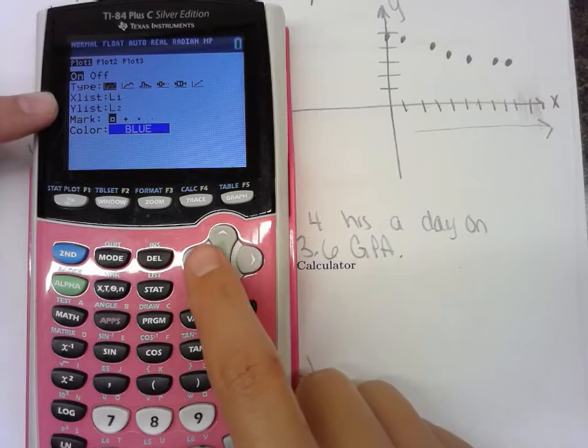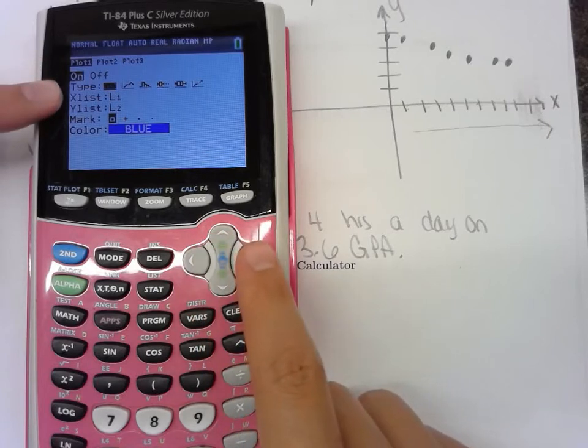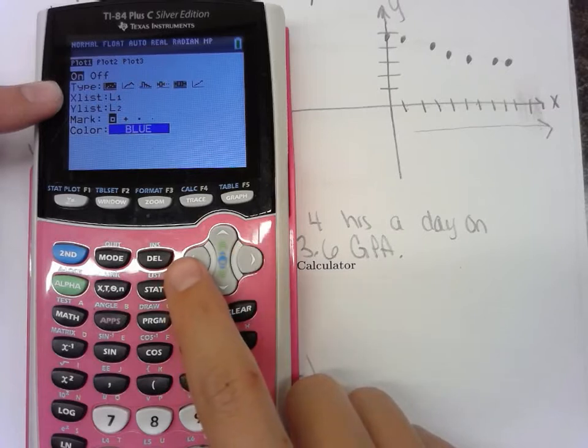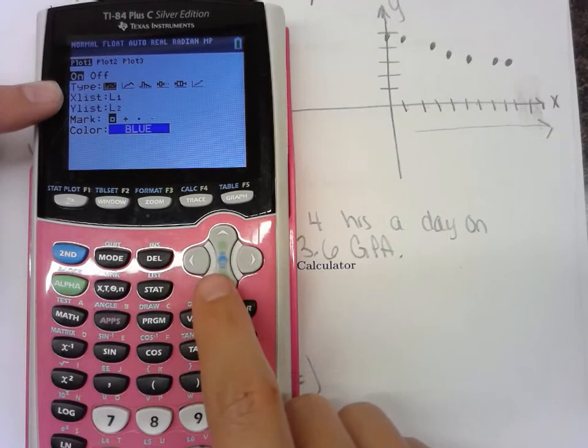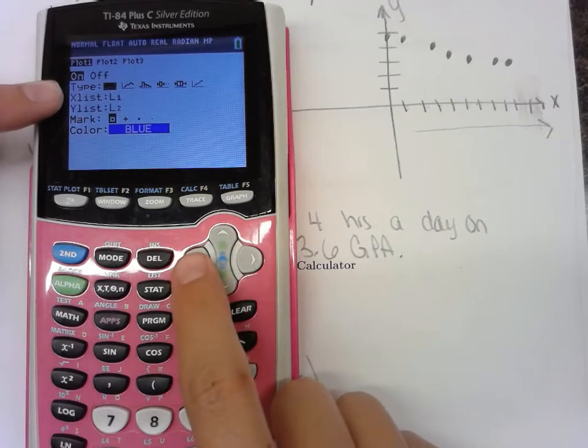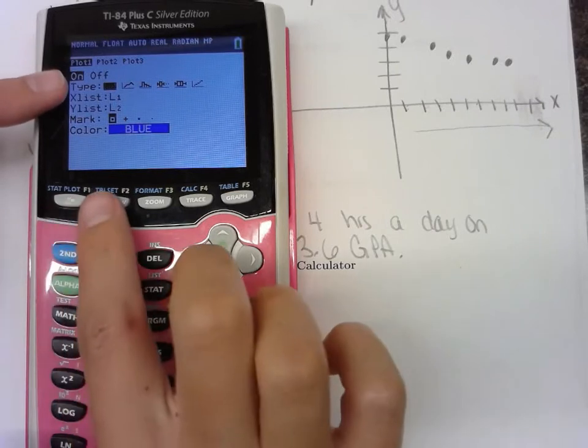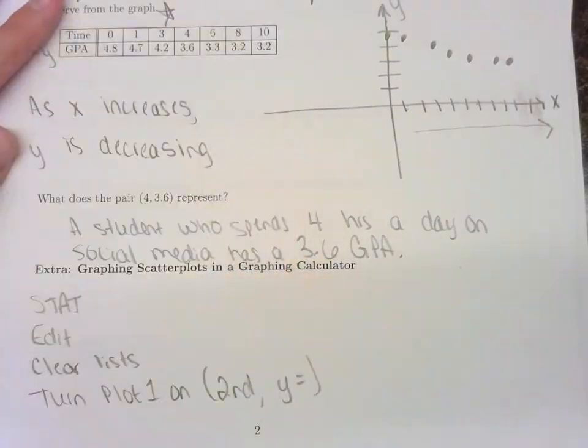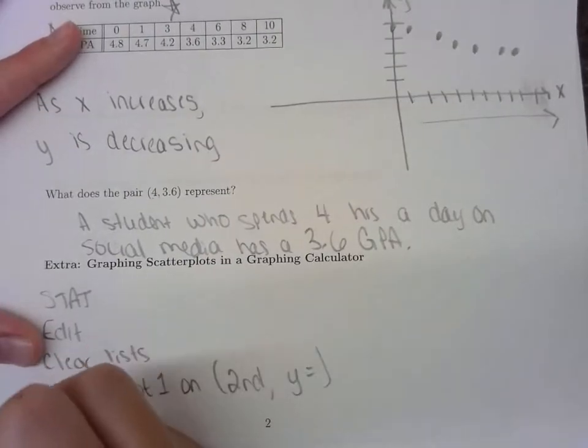Here you have a type. I just want a scatter plot, just the points where they're at right now. This one would connect the points, and we don't want to do that. These are going to be box plots, and we don't want to look at that. We actually won't look at that in this text at all. So it looks good, make sure it's on. Next, we need to change our window. I'm going to go ahead and write down change window here.